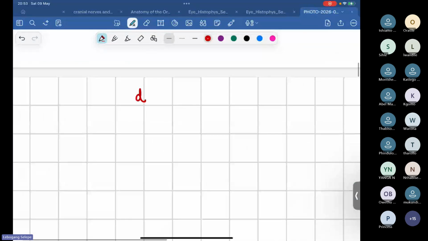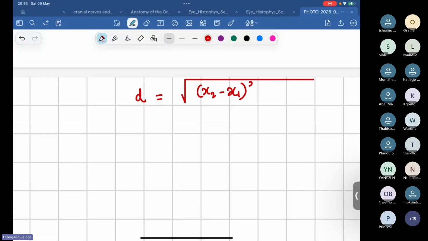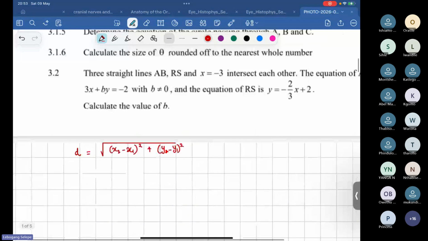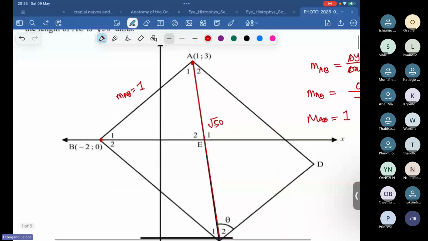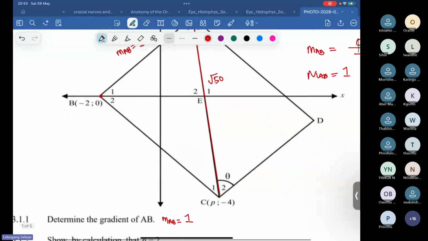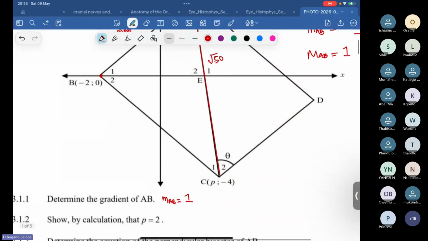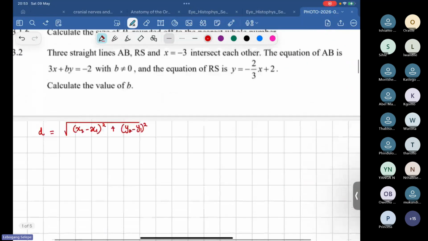We know that distance is equal to the square root of x2 minus x1 squared plus y2 minus y1 squared, right? In this case, let's go back. What is it that we are told? We're told that the distance is the square root of 50. The coordinates of A, it's 1, 3. The coordinates of C, that's P, -4, right? Just right here so that you don't forget. That's 1, 3. And then this is P, -4.